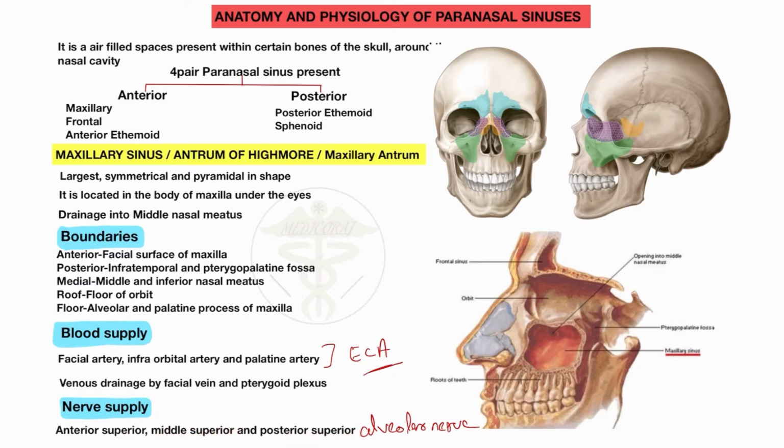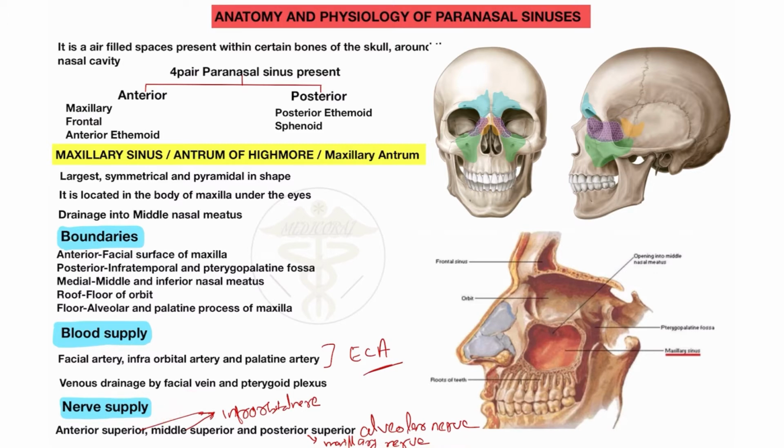The anterior superior alveolar nerve and the middle superior alveolar nerve are both branches of the infraorbital nerve. But the posterior superior alveolar nerve is a branch of the maxillary nerve. So there are three types of nerves. First is the anterior superior alveolar nerve. Second is the middle superior alveolar nerve. These two are branches of the infraorbital nerve. But the posterior superior alveolar nerve is a branch of the maxillary nerve. So these nerves supply the maxillary sinuses.